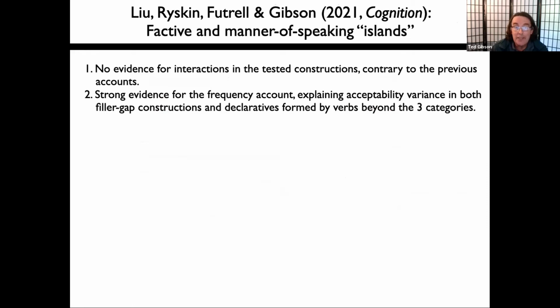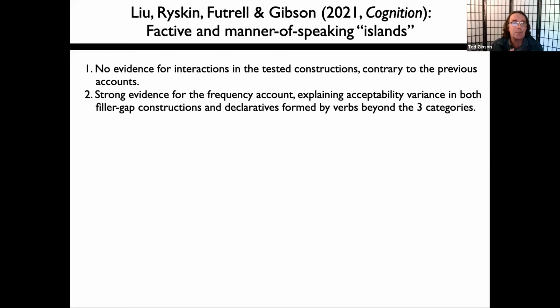And we find strong evidence for the frequency account explaining acceptability variance in both filler gap constructions and declaratives formed by verbs beyond the 3 categories. So the factive and manner of speaking island structures appear to be fully explainable in terms of frequency of lexical and syntactic rules, with no need for this unlearnable subjacency constraint.